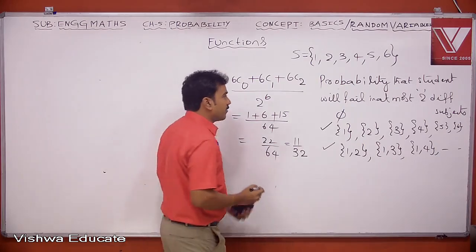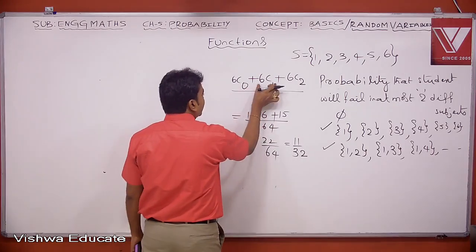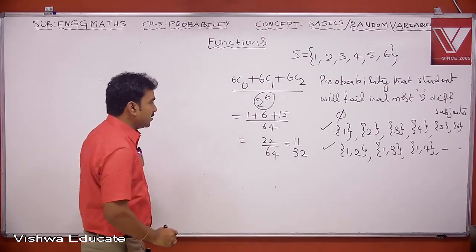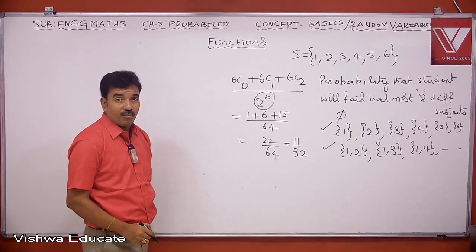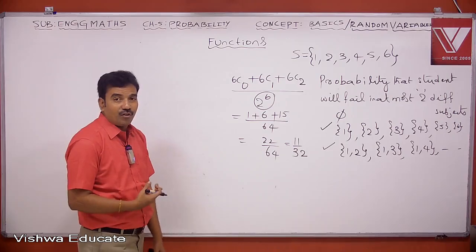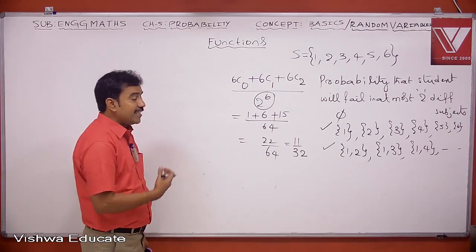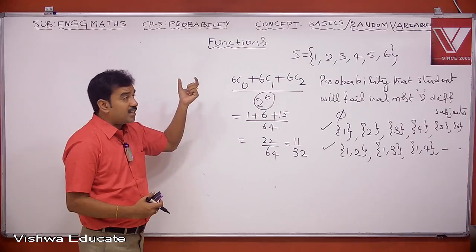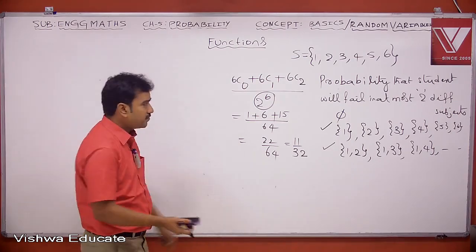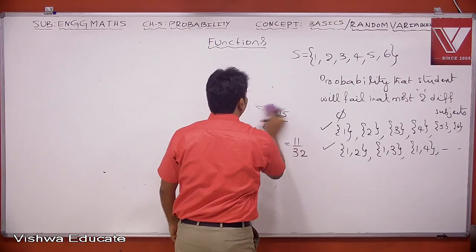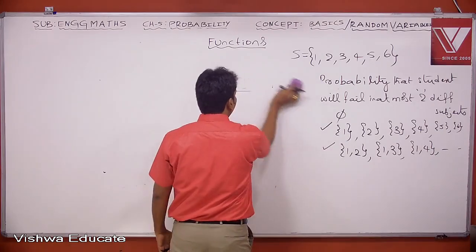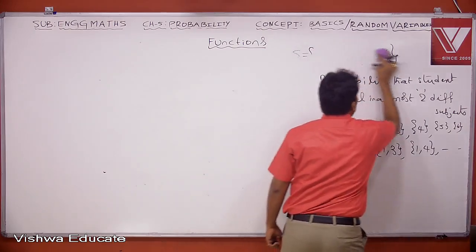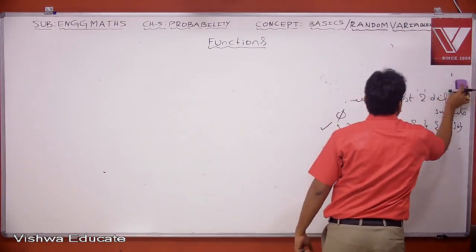So therefore the required probability is 6C0 plus 6C1 plus 6C2 divided by the total number of subsets of S, that is 2 power 6. The probability becomes 11 by 32. So this is the beauty of probability in terms of sets. So even you can apply functions. A function is nothing but a combination of sets. Okay. While solving GATE questions, you can easily understand the importance of functions as well as sets. This is one beautiful example of relating sets and probability.